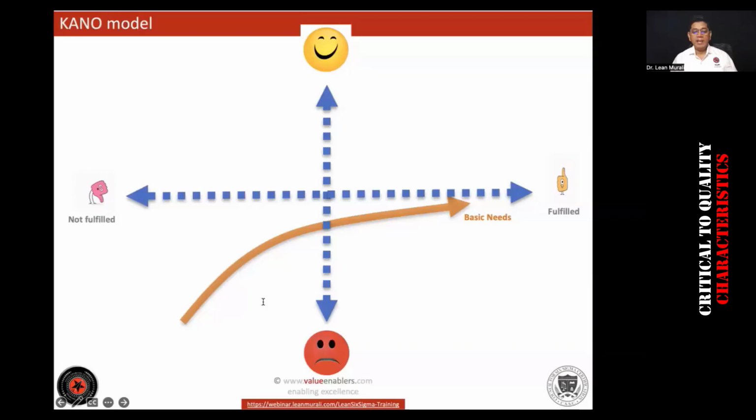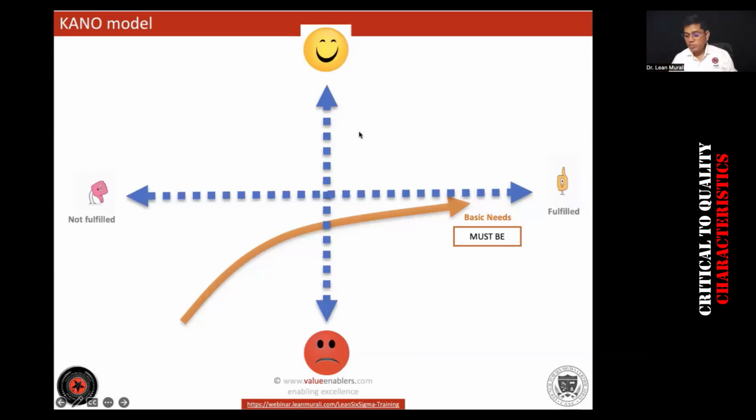All of you type BN in the chat box. Basic need. It's a basic need. So basic need must be fulfilled. All of you type in the chat box BNMB: basic need must be fulfilled. Okay? Good. Now, if a basic need is fulfilled, the customer may not be very happy.